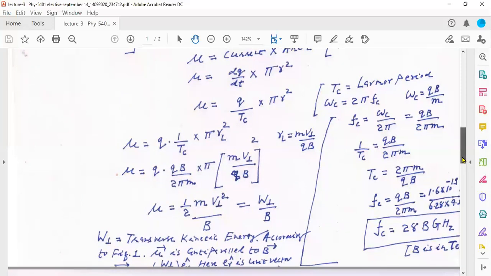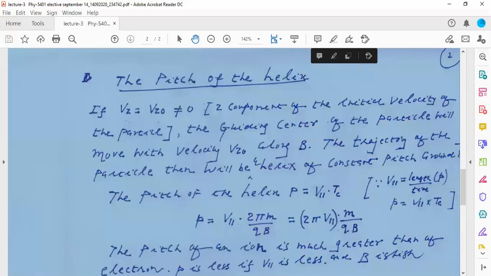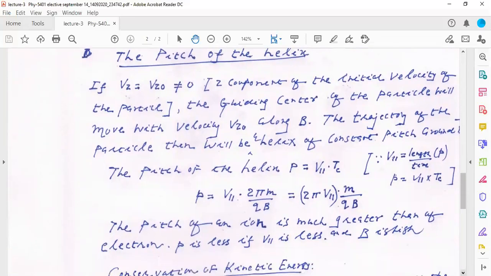So this expression I am keeping here, right? The pitch of the helix is defined as 2π v_parallel m divided by qB. You can see in this expression that the pitch of the helix is directly proportional to the mass of the particle, and the mass of the ion is greater, so the pitch of the ion is much greater than that of the electron.